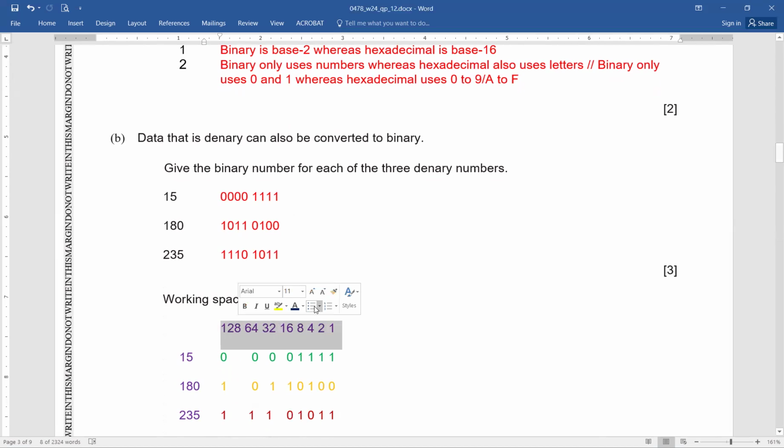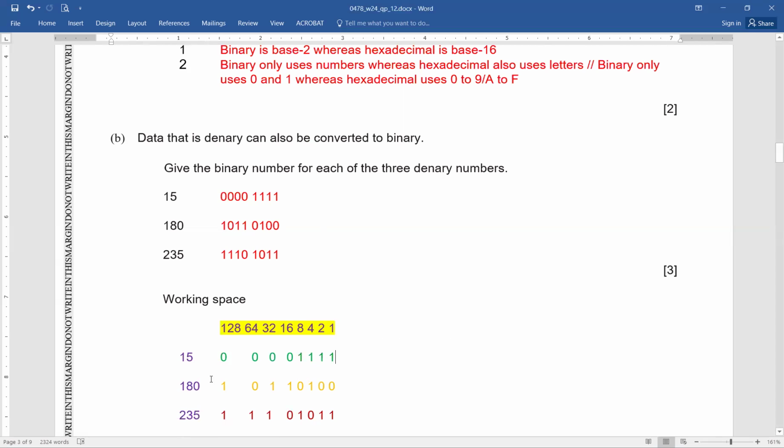1, 2, 4, 8, 16, 32, 64, and 128. This is the whole byte value. You need to remember this. And simple, 15 means 8 plus 4 plus 2 plus 1. So this will give you 15.